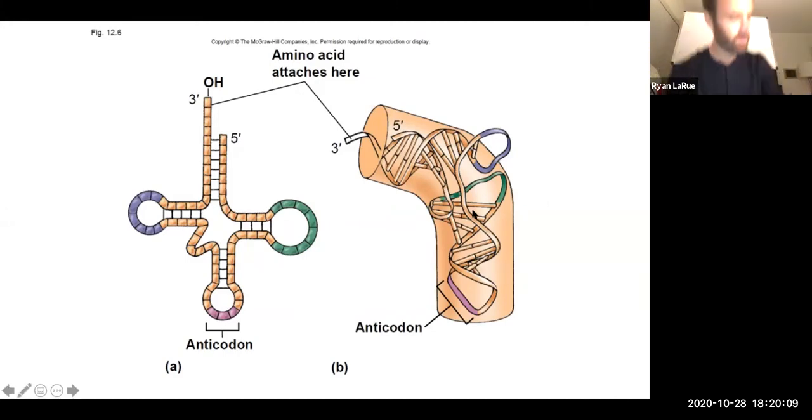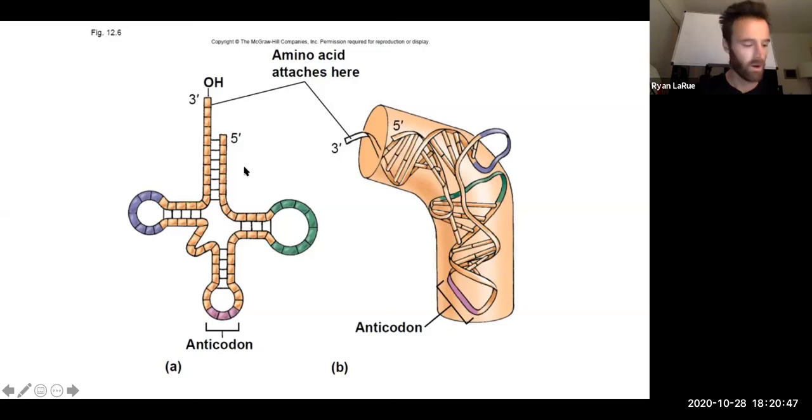So just a really quick note about transfer RNA, and we'll do a little drawing. We looked at codons in messenger RNA, and that's going to be important soon. But I want you to take a look at a tRNA molecule. This is a tRNA molecule, the three-dimensional form.